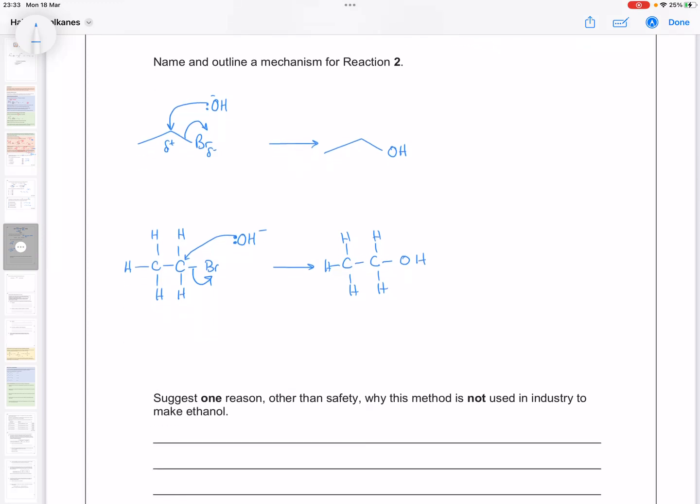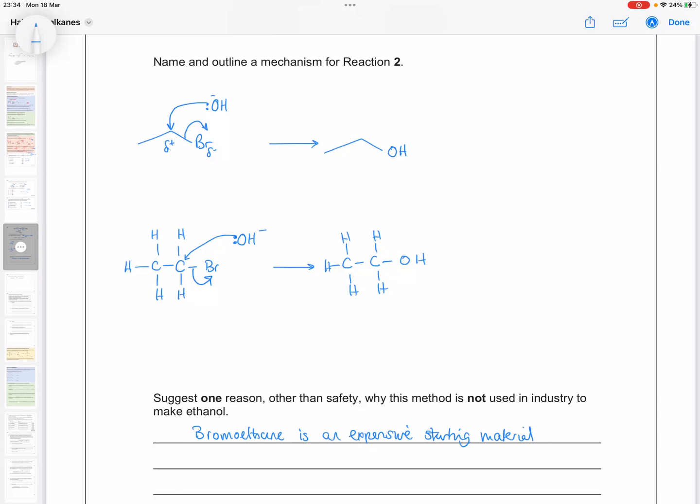Select a reason other than safety why this method is not used in industry to synthesise ethanol. So we've already mentioned this so far, but basically this is a very expensive process because bromoethane is an expensive starting material. Note how I haven't just said it's expensive.